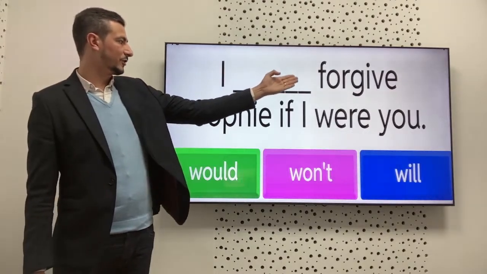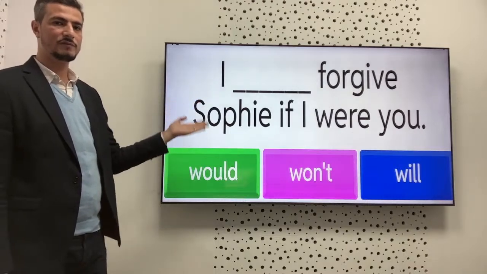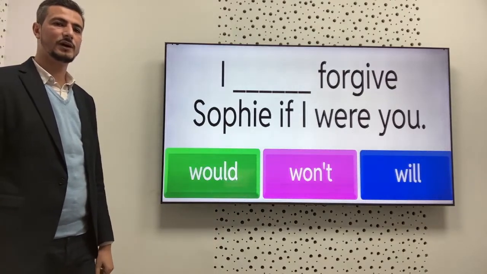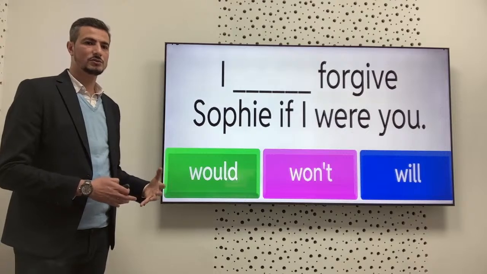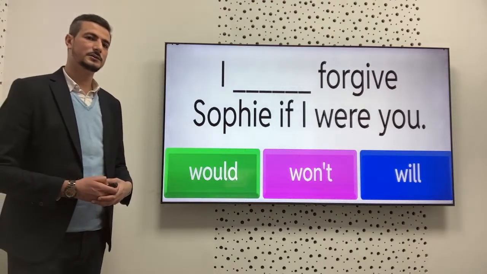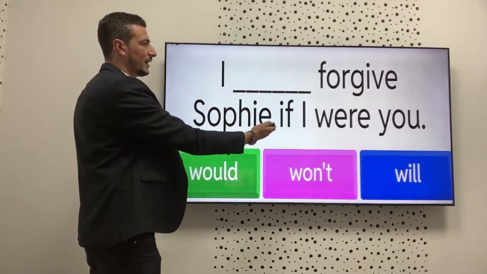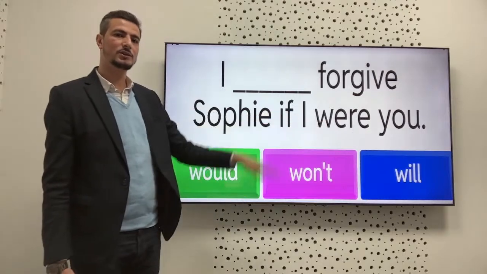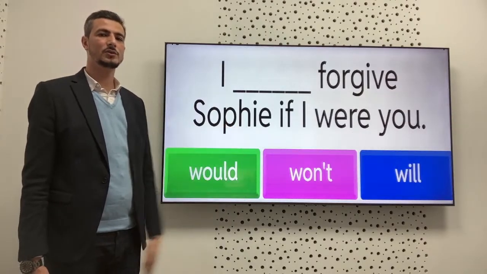I forgive Sophie if I were you. Do we say, I would forgive Sophie if I were you? I won't forgive Sophie if I were you. I will forgive Sophie if I were you. Remember, we studied second and third conditional now. In the second conditional, we use if plus simple past, and the result would plus a base verb. In this example, you have I were you, which is a signal that this is second conditional. So what do we say? We say I would forgive Sophie if I were you.